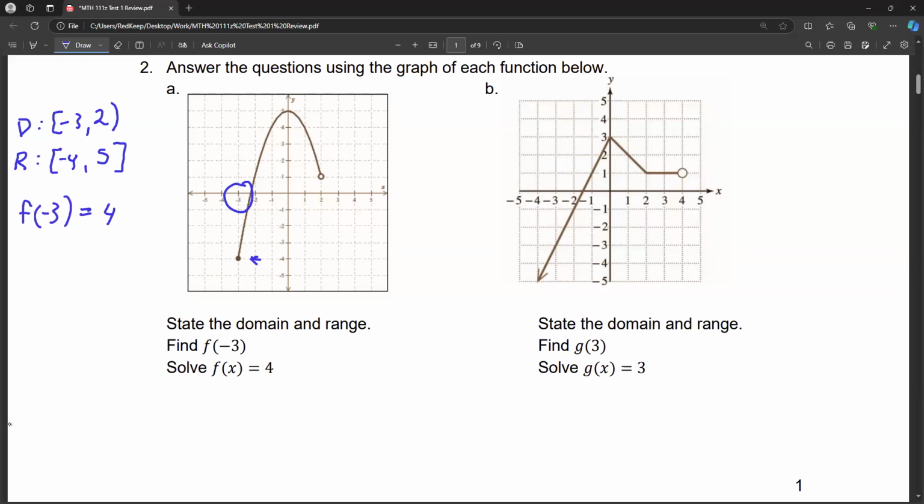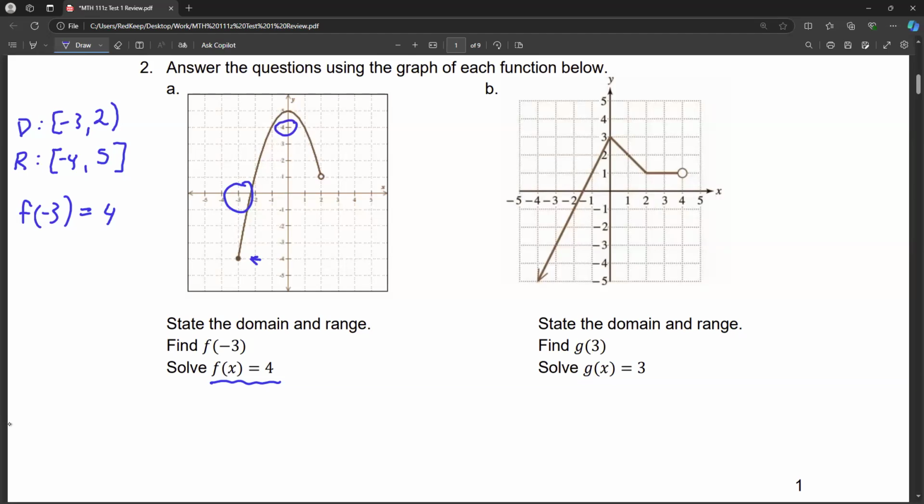Okay, the last question for part A, they're asking us to solve what is the x value that we need to put into this function to get the output to be +4. So we kind of do the reverse of what we just did. We look and we see, when is the output equal to 4? So when is this function equal to +4?